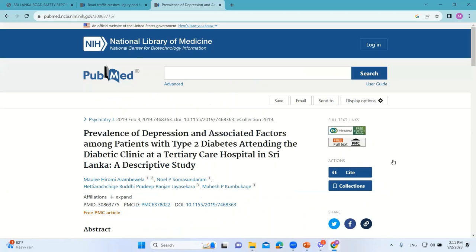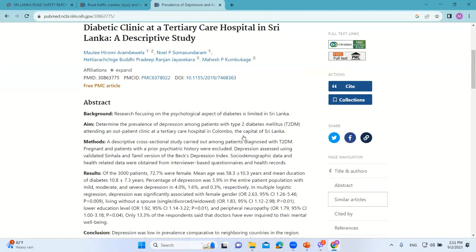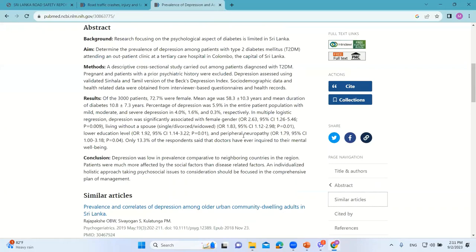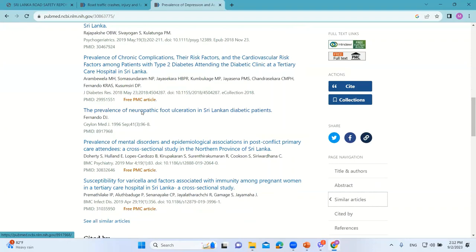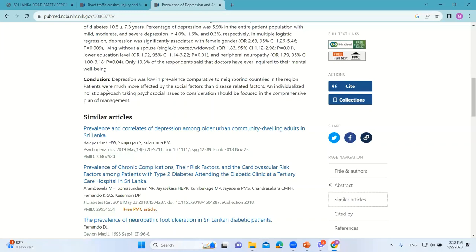So now, for an example, imagine it was similar with prevalence and correlates of depression among older urban community dwelling, prevalence of chronic complications, their risk factors, prevalence of neuropathic foot alteration in diabetes. Now, when you look at this, a lot of things are not really relevant to you, right? The only problem is they are only given the free key, and you can go to the total article.